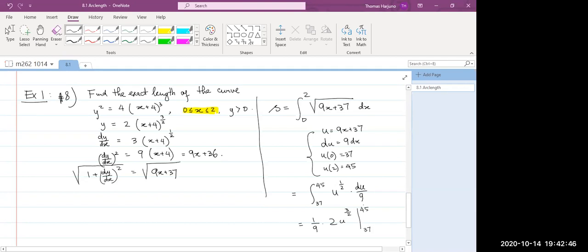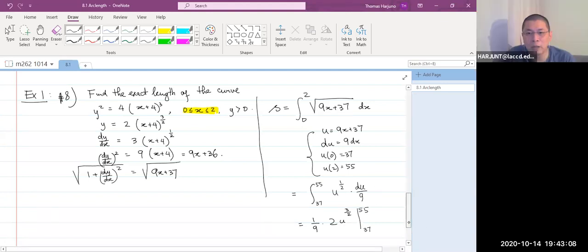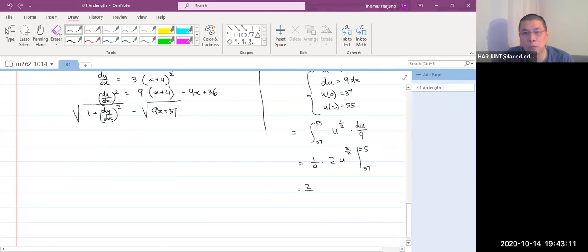Shouldn't u at 2 be 55? Oh yeah, that's right. Not 45, 55. Then this will be 2 over 27. Now u to the power of 3/2 is basically u times u to the power of 1/2. So this will be 55 square root of 55 minus 37 square root of 37.